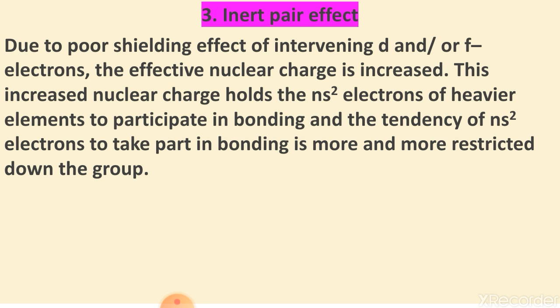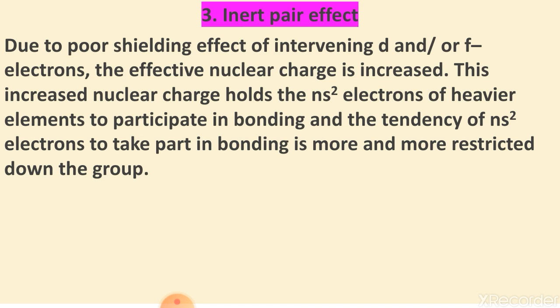This increased nuclear charge holds the ns2 electrons of the outermost shell of heavier elements, restricting them from participating in the bonding, and the tendency of ns2 electrons to take part in the bonding is more and more restricted down the group. That is, the unwillingness of ns2 electrons to take part in the bond formation down the group is known as the inert pair effect. So now dear students, what happened basically?